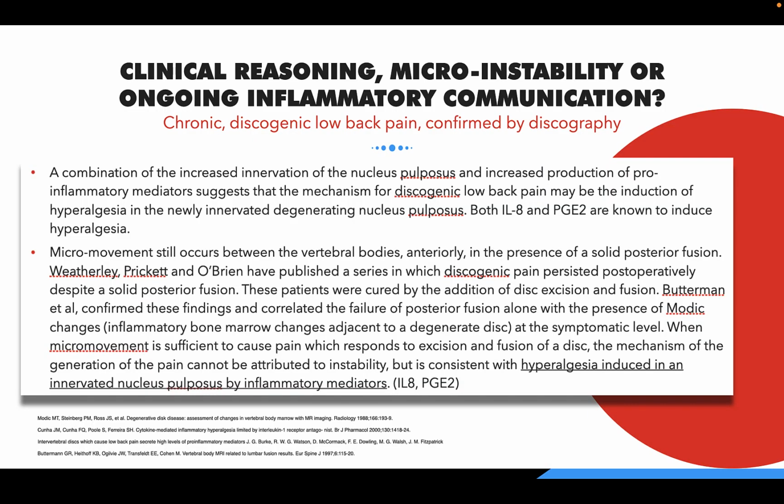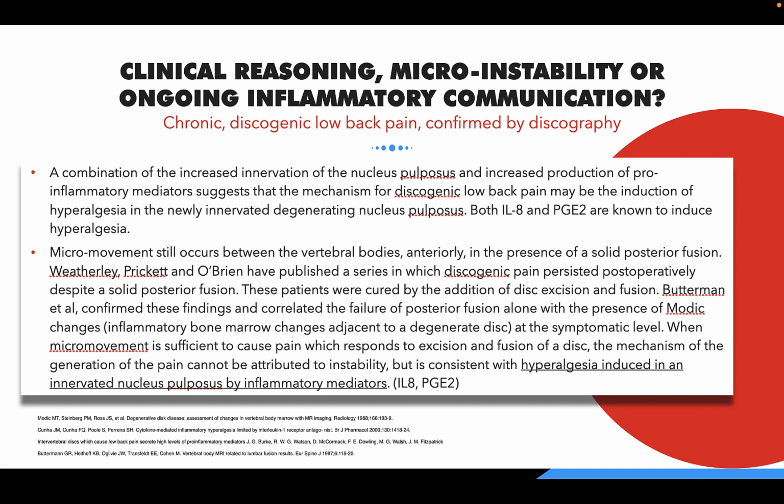This is just a little thought process here where we're looking at, is it an ongoing inflammatory communication, or is this more of microinstability driving this chronic low back pain? So a combination of the increased innervation of the nucleus pulposus and increased production of pro-inflammatory mediators suggests that the mechanism for discogenic low back pain may be the induction of hyperalgesia in the newly innervated degenerating nucleus pulposus. Both IL-8 and the prostaglandin PGE2 are known to induce hyperalgesia.